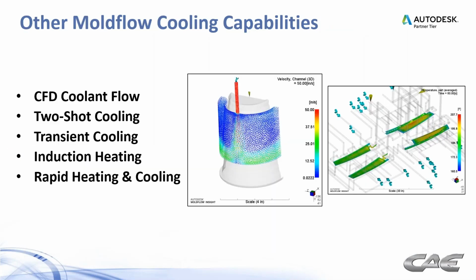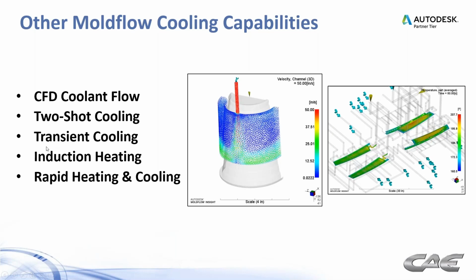Okay, so those are the fundamentals, right? It's all about uniformity and efficiency, and those things can be carried over to other different types of Moldflow cooling capabilities. I'll mention a few here. We're not going to go through all of these in depth, but we will a couple of them. Now, the first one is CFD coolant flow. We'll talk about that in a second.